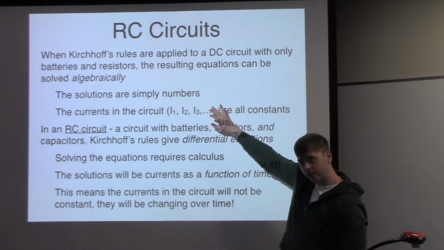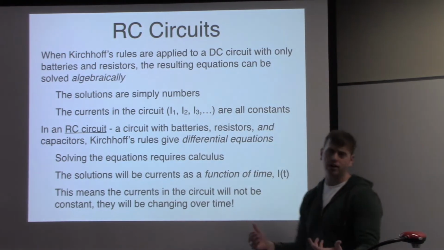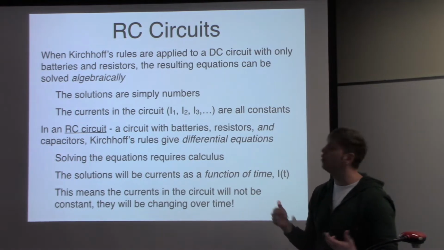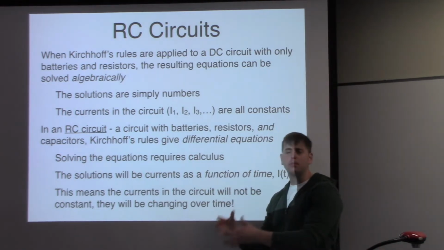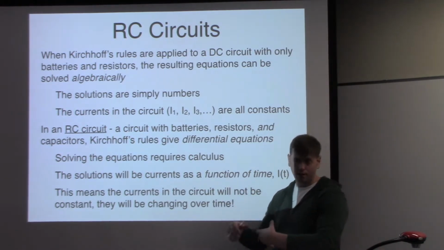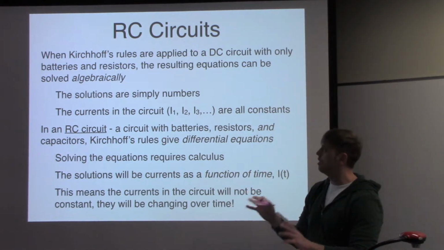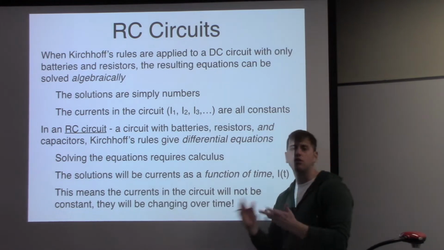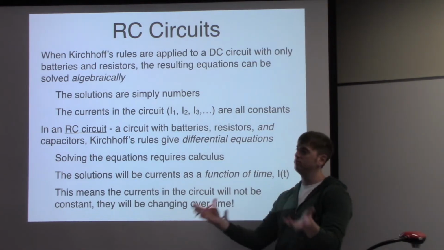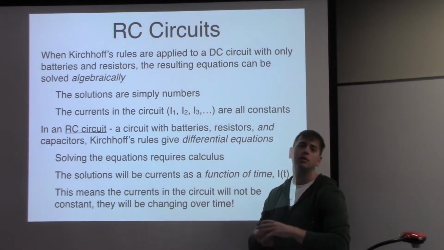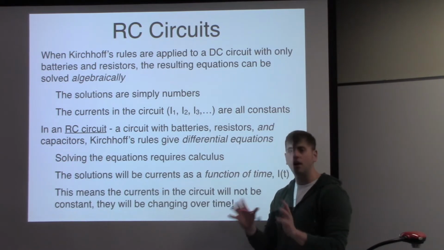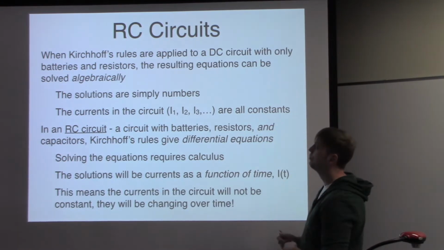And this means when we solve an algebraic equation for, let's say, an unknown current, we're just going to get a number. Okay, so for instance, if I solve for I1 or I2 or I3, I'm getting just some constant number, which means these currents aren't changing over time, right? I1, half an amp. I2, 0.2 amps, for instance. These are just constant currents that don't change over time.